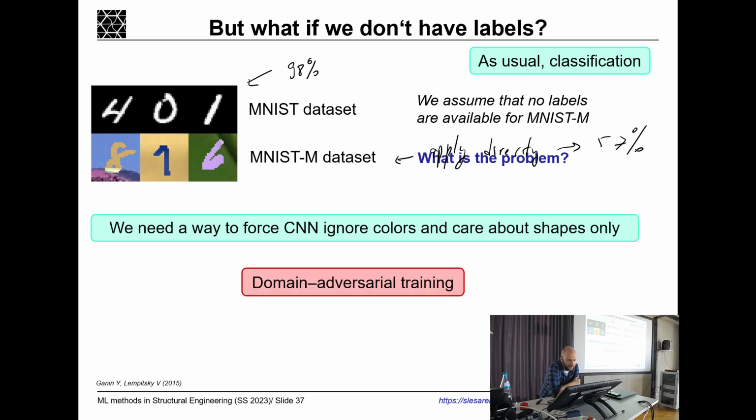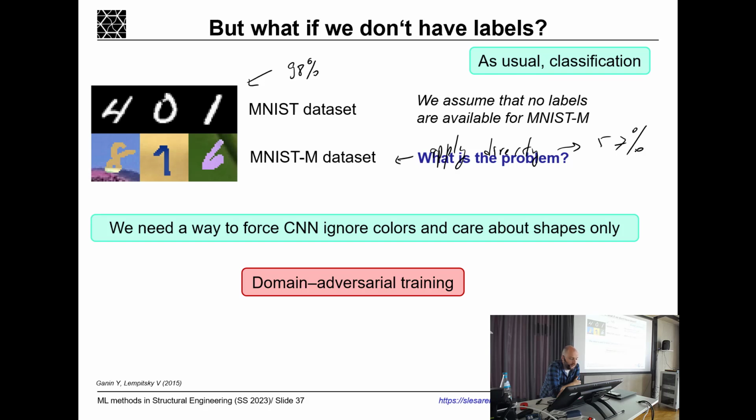And here we have so-called domain adversarial training. It maybe will not be so easy to understand, but it will be only one slide, and I think I will be able to give you a very nice example of that.